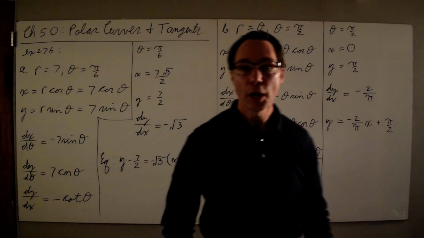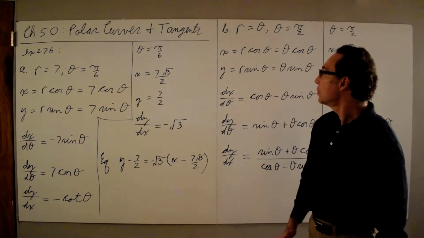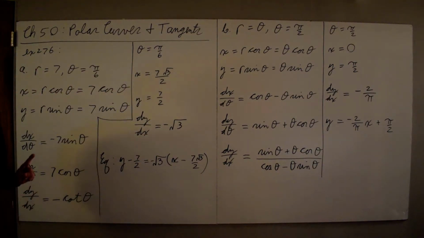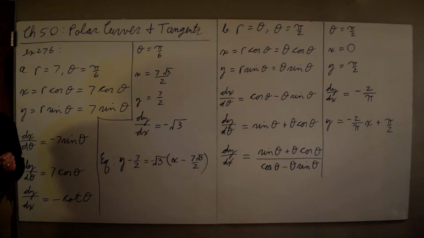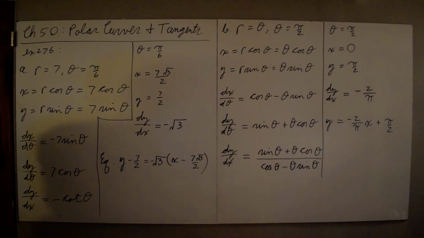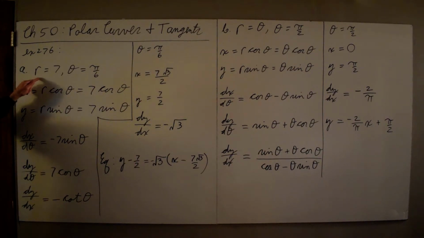This video is on chapter 50, polar curves and tangents. Now, remember what I said previously. Since x is r cosine theta and y is r sine theta, we can treat this like it's a parametric, like it's a plane curve defined by parametric equations. And so the function that we're given is r equal to 7.